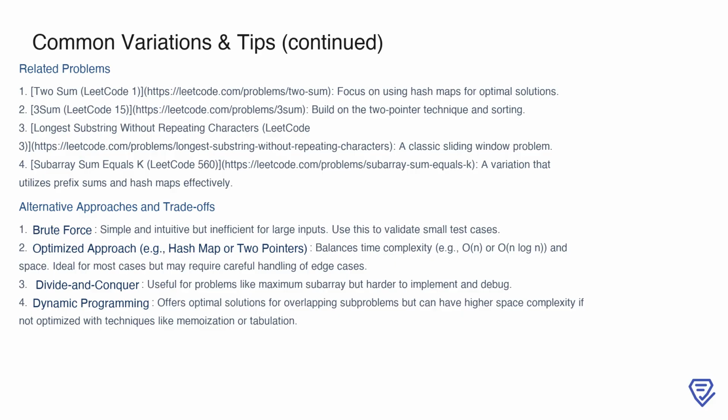As you approach these problems, it's good to be aware of alternative strategies. Brute force methods are simple and intuitive but should generally be used for validating small test cases due to their inefficiency. Optimized approaches, like hash maps or two-pointer techniques, strike a balance between time and space complexity and are suitable for most scenarios, though they require careful handling of edge cases. Divide and conquer is another powerful approach, especially for problems like finding the maximum subarray, but its implementation can be more complex. Lastly, dynamic programming is excellent for problems with overlapping subproblems, though it can demand higher space usage unless optimized with methods like memoization or tabulation.